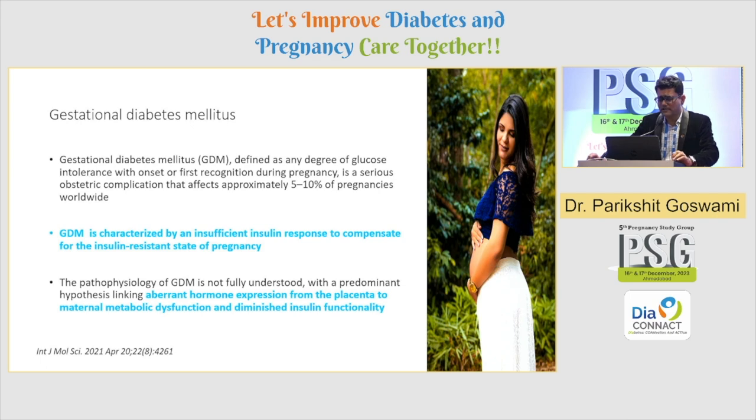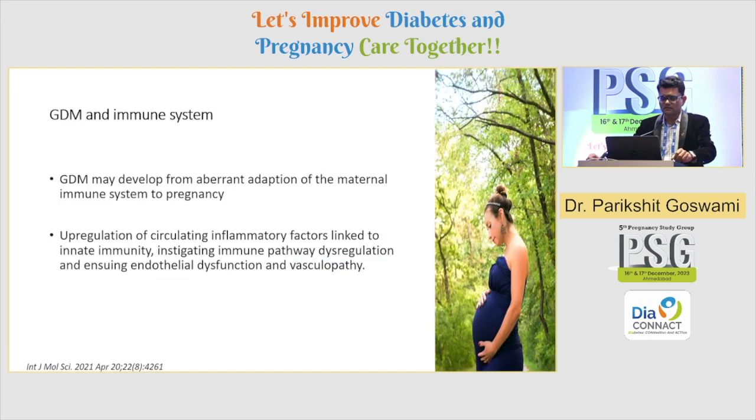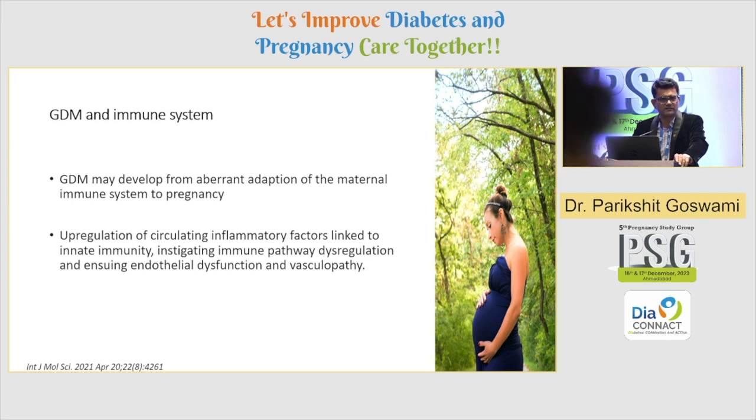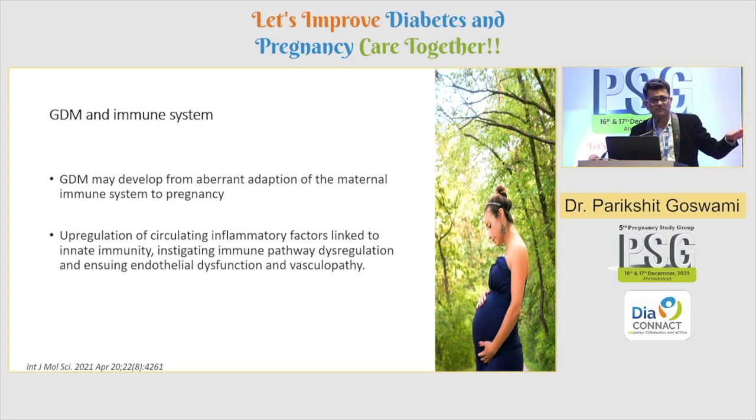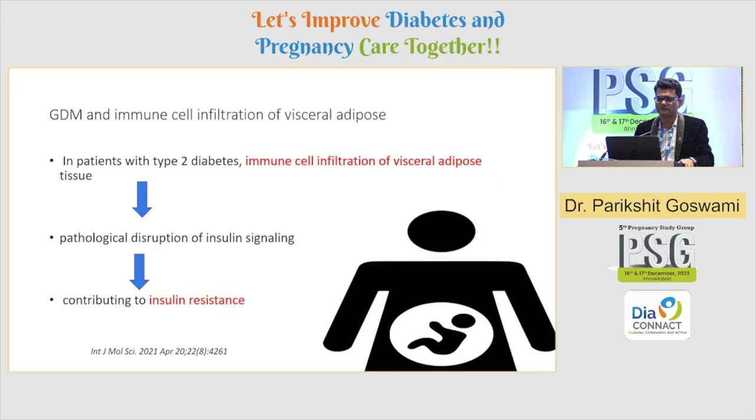So aberrant hormone expression from the placenta leads to maternal metabolic dysfunction, which I already highlighted, and that really leads to diminished insulin functionality. Upregulation of circulatory inflammatory factors linked to innate immunity drives the immune dysregulation, and ultimately this chronic subgrade or low-grade inflammation sets in the endothelial dysfunction and all the vasculopathy that we talk about whenever we talk about type 2 diabetes and macrovascular disease also.